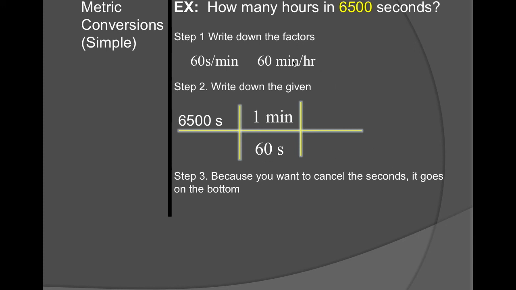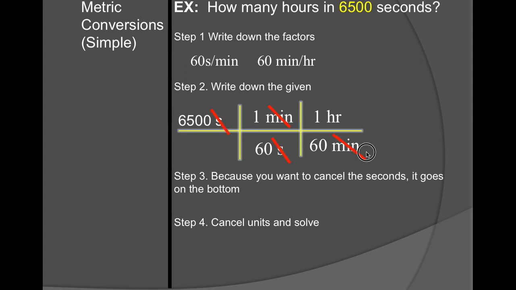And then you're still trying to get to hour, so in order to cross out the minutes, the 60 minutes has to go at the bottom, and the hour goes on the top. Now you cancel and solve, leaving you with hours, and your new answer to 2 significant figures up here is 1.8 hours.